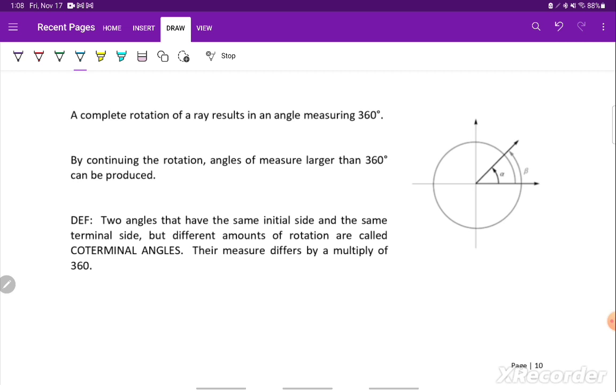Two angles that have the same initial side and the same terminal side but different amounts of rotation are called coterminal angles. Their measures differ by a multiple of 360 degrees. Again, using that racetrack analogy, here's the starting line and you're going around, and here you're right back to the start. But when you do a second loop, you get right back to the start again. So you started at the same spot, you're ending at the same spot, but you've gone more trips around the track. Coterminal angles always differ by multiples of 360 degrees because 360 degrees is one trip all the way around the track.